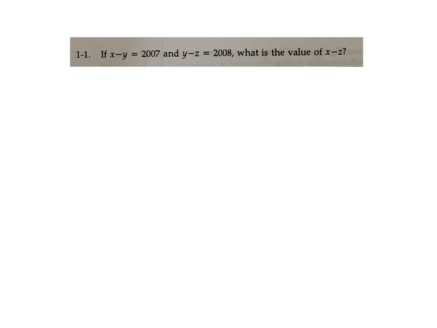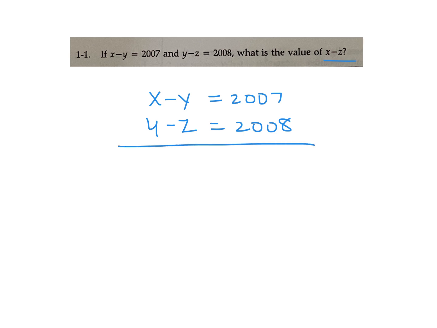If x minus y is 2007 and y minus z is 2008, what is x minus z? X minus y is 2007, y minus z is 2008. Okay, so if we want x minus z, I think you would just add these. So we have x minus y plus y minus z be 2007 plus 2008.